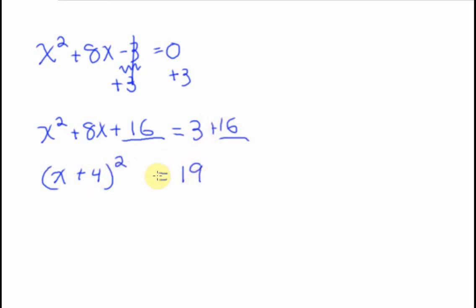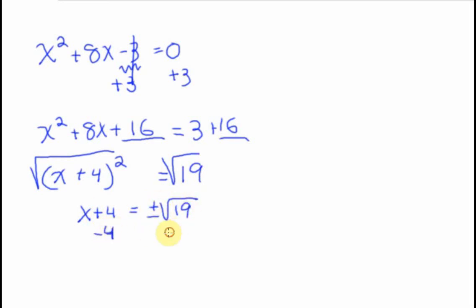So now I can solve it in a simple 2 steps. Square root both sides. x plus 4 equals the positive or negative square root of 19. And then subtract the 4 over. And of course, nothing simplifies here.